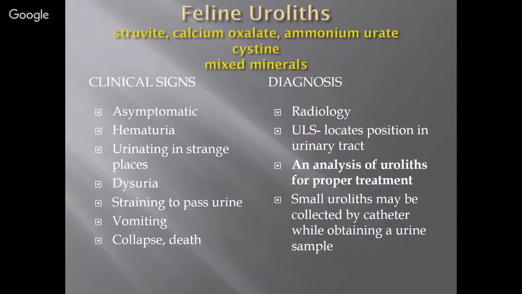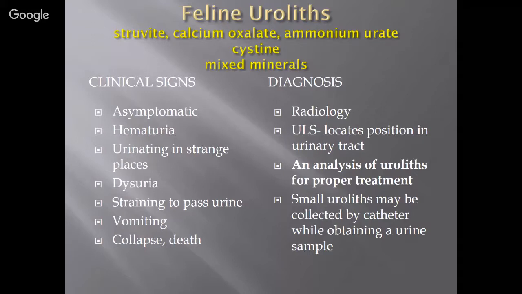A lot of times they'll be asymptomatic. We won't see anything. Sometimes there will be blood in their urine. Maybe they're urinating in strange places. Maybe they'll have trouble urinating, or there's stranguria. They're straining to pass the urine. Often, if they're really working hard, they'll vomit. If a cat remains blocked for too long, usually that's 2 to 3 days, they will collapse and die. We cannot leave a cat blocked. They have to pass the urine.